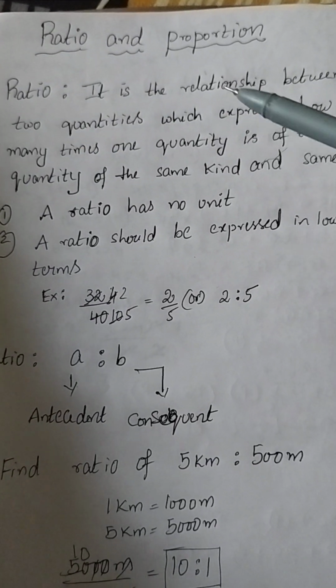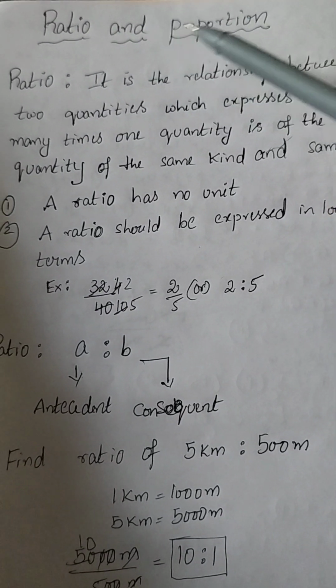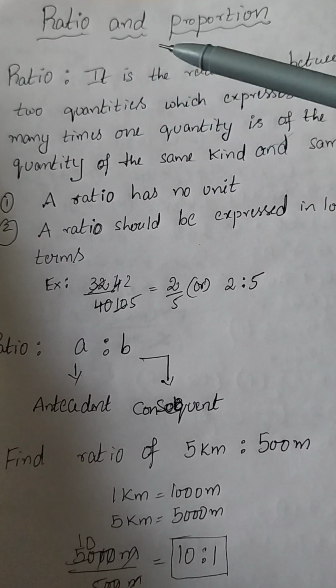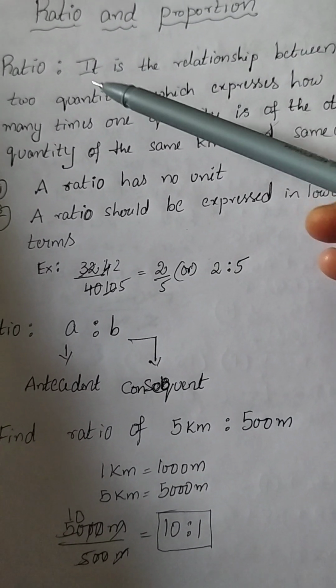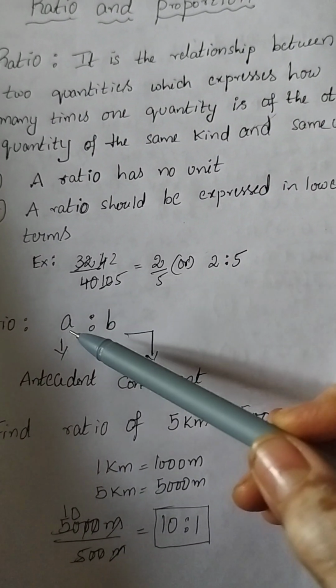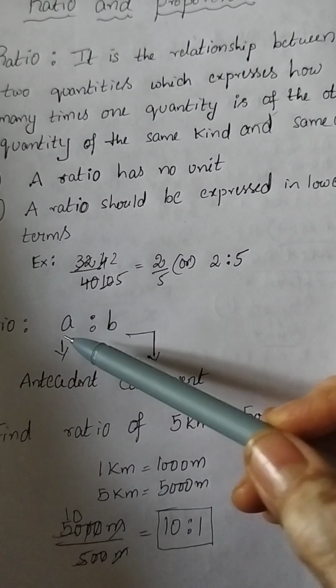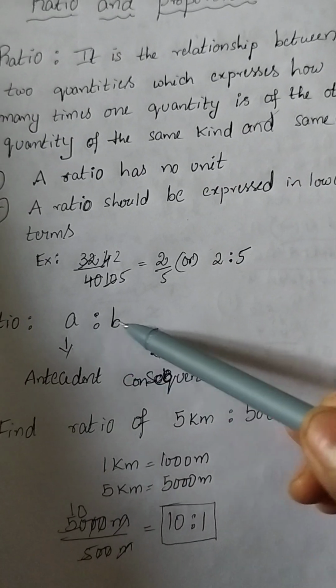Hello everyone, in this video I am explaining what is ratio and proportion. First we will observe what is ratio and their related questions. Ratio will be represented as A is to B, where A, B are two numbers or two quantities.